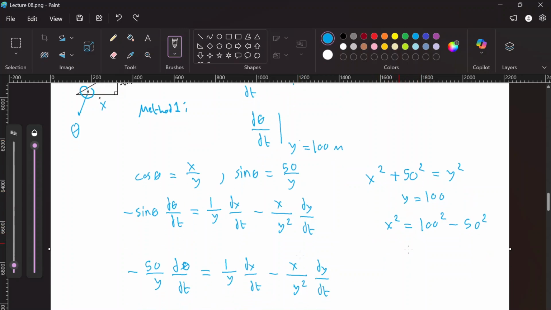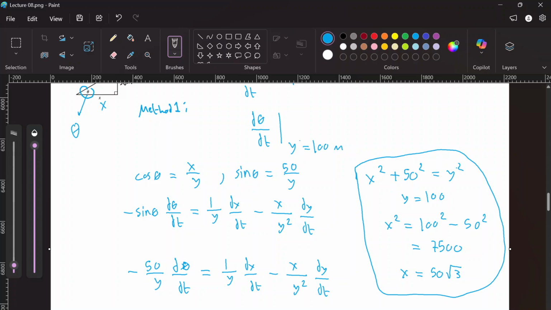Now the value of this is 7,500, okay? Are you good with this? So here x equals what? Equals 50 square root of 3. You can use a calculator to find the exact value if you want, as you like. But I want to keep it like this. So we have the value of x now.